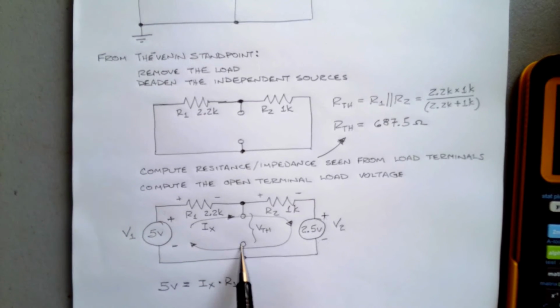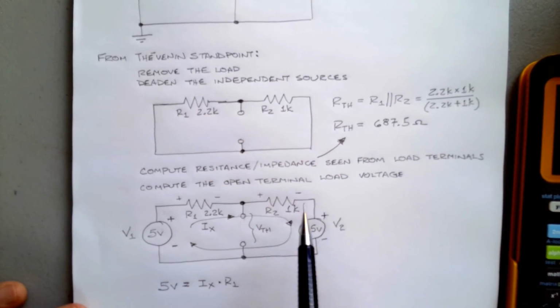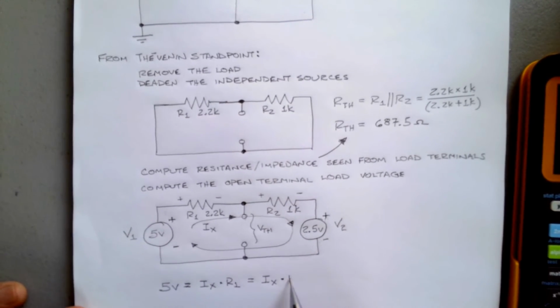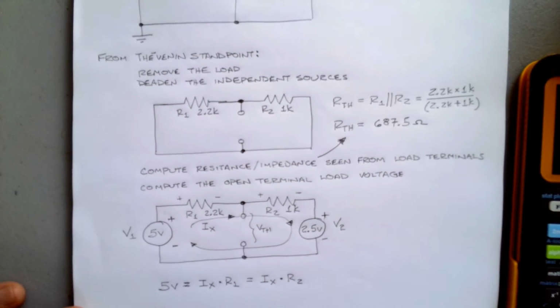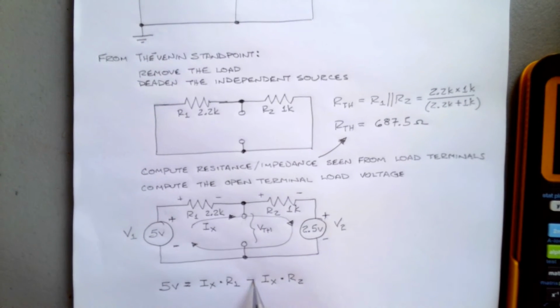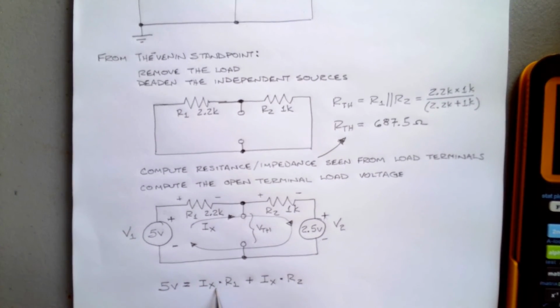Now nothing's going to happen here. This is open. So then I can say that there's going to be another voltage drop here, and that's going to be equal to IX times R2. Sorry, I used the equals there. I meant plus.